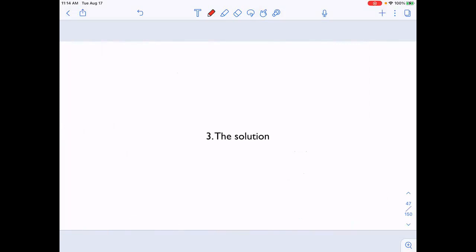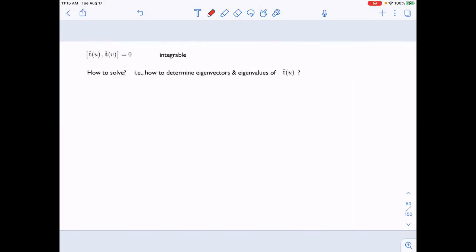Okay, so that's the model, and now we would like to know how to solve it. Of course, by construction, the transfer matrix commutes for different values of the spectral parameter. That's the hallmark of integrability. How to solve it? In particular, we would like to know the eigenvectors and the eigenvalues of the transfer matrix. And as I mentioned in the introduction, the key idea that we used is something we call the factorization identity.